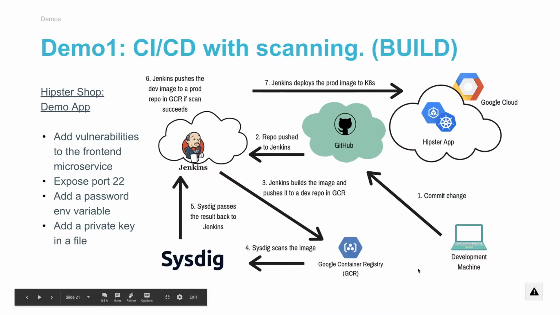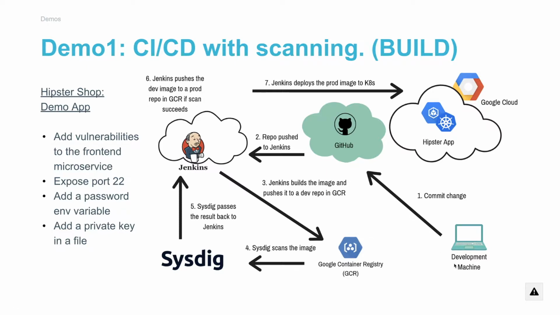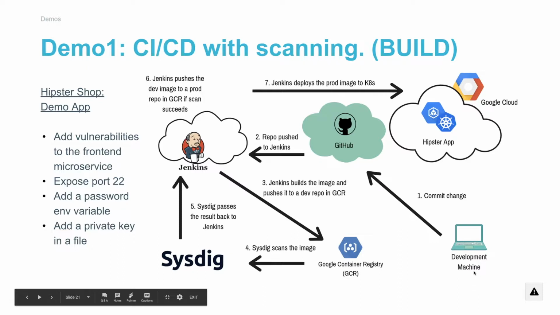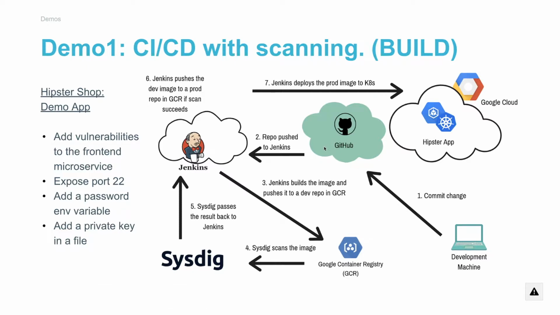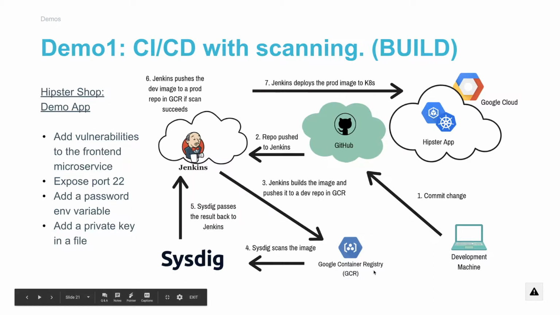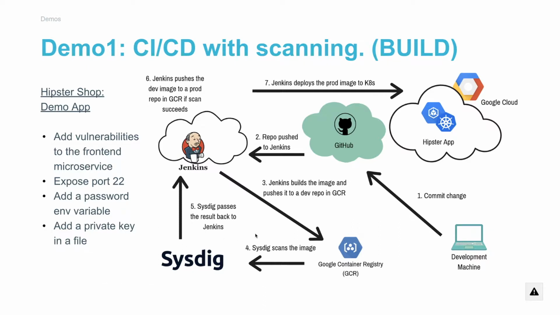So the first out of 3 demos, we're going to look at CI/CD with scanning, and in this case I have a development machine, running on my Mac. What I'm going to do is commit a change that gets pushed to GitHub. Then a webhook triggers Jenkins to build my image and push that image into GCR, Google Container Registry. From there, Sysdig takes over, scans that image, and responds with the result of the scan back to Jenkins.